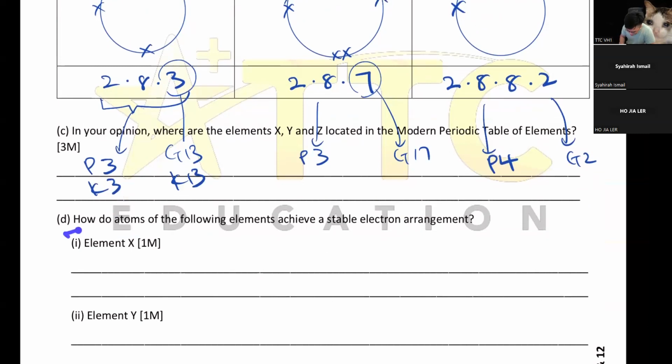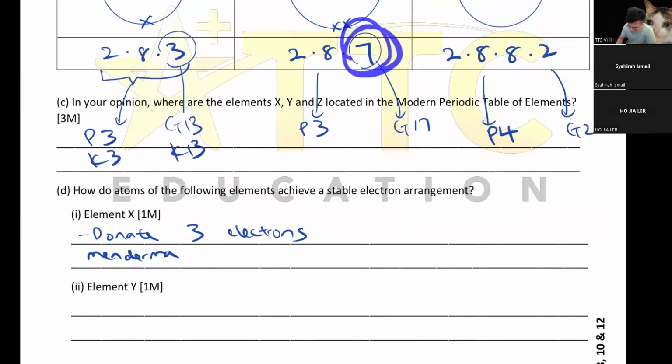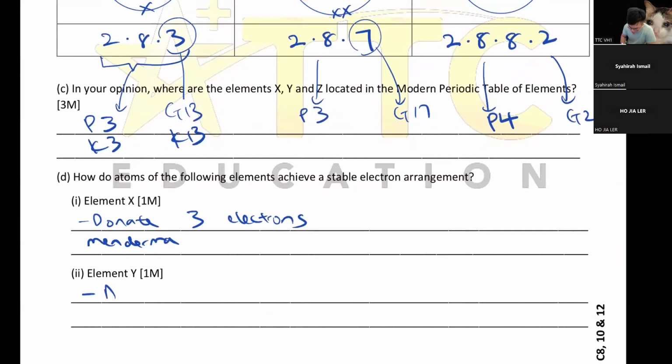Okay, so how do the atoms of the following elements achieve stable? How do they become stable? How do they become happy? This guy will throw this 3 away, so donate 3 electrons. What about Y? Y is 7, so Y will accept 1 electron.